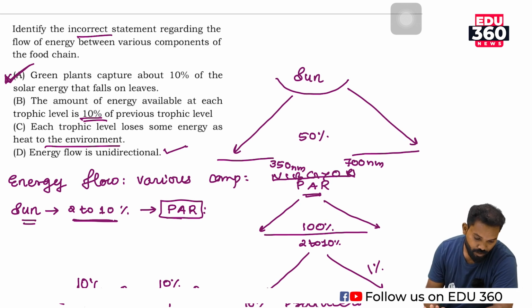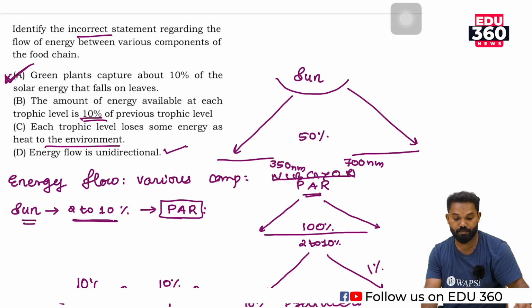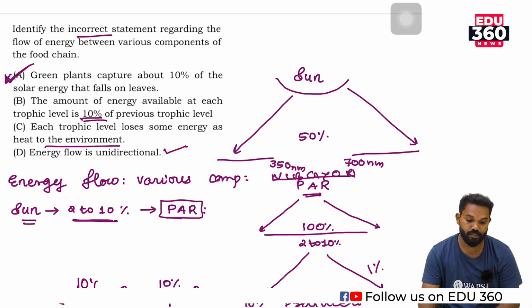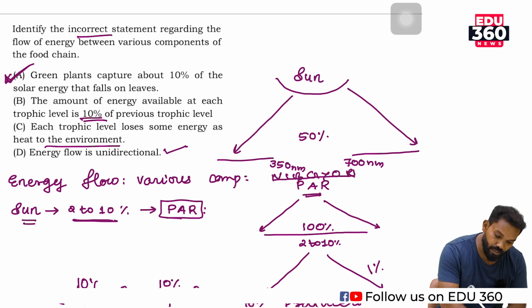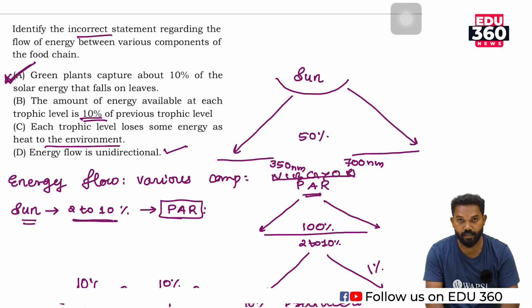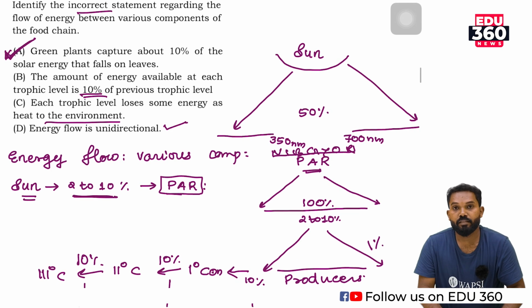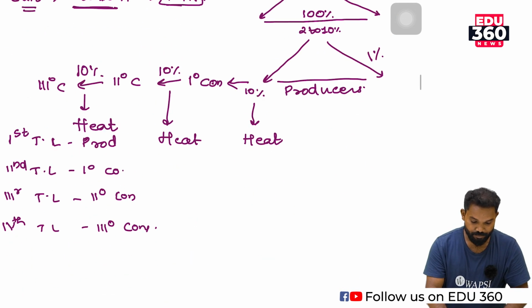So here the incorrect statement is option A. Green plants capture not 10%, it is only 1% of the solar energy. So the answer is A. Okay, clear? Then moving to the next question.